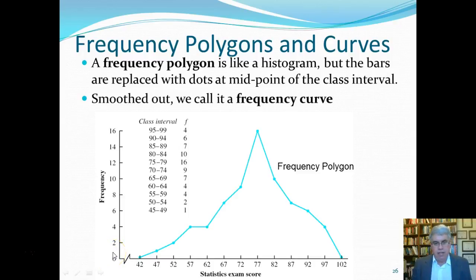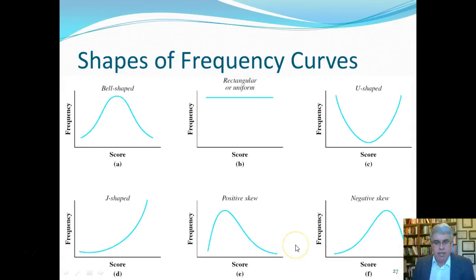However, if we were to take this and smooth this out and just draw an approximate diagram of it, we would call that a frequency curve. And frequency curves are used all the time to illustrate what type of frequency distribution we have. So here's a number of different shapes of frequency curves. The most common is the bell curve. The bell curve is also known as a normal curve.